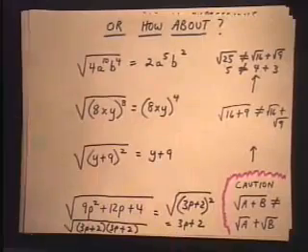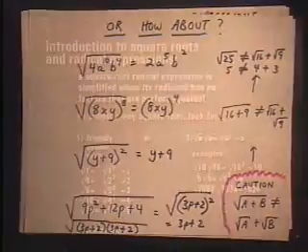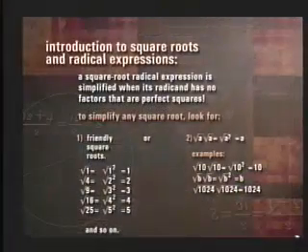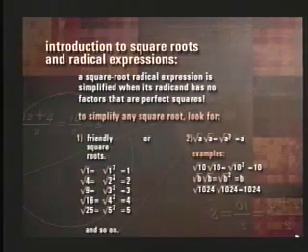All right, let's go back to some graphics here for a while. I've been beating you up with some examples here. Let's talk about some things. Now, introduction to square roots and radical expressions. A square root radical expression is simplified when its radicand, what's underneath there, has no factors that are perfect squares. All right, so to simplify any square root, look for what I call the friendly square roots.